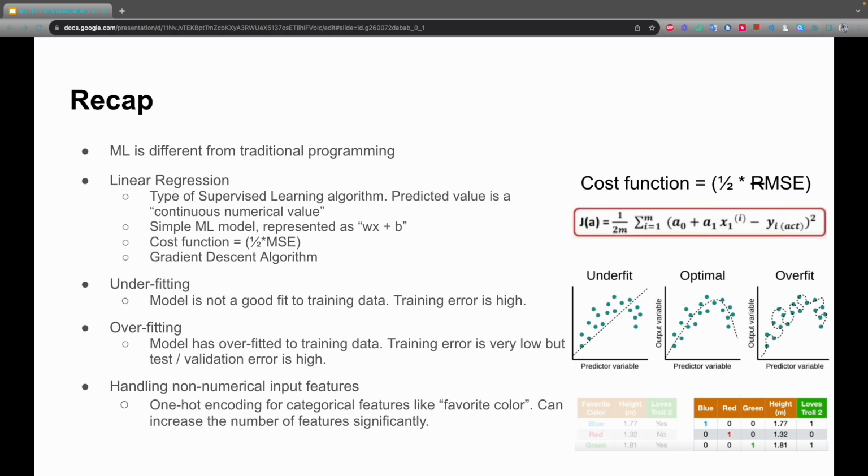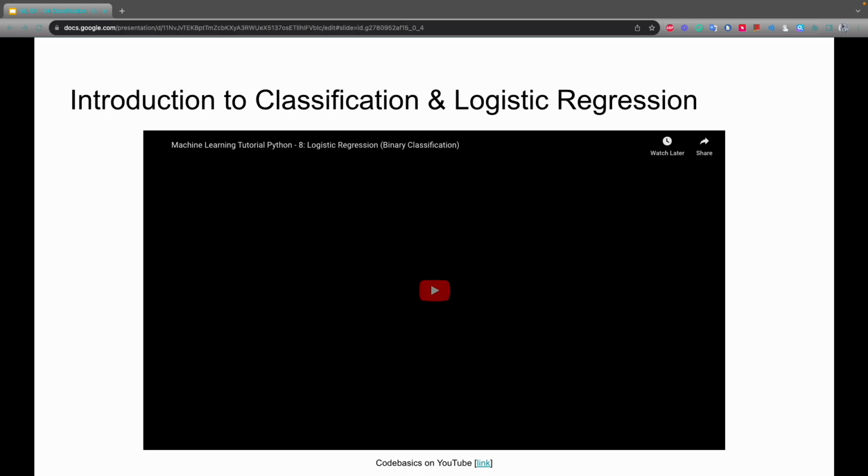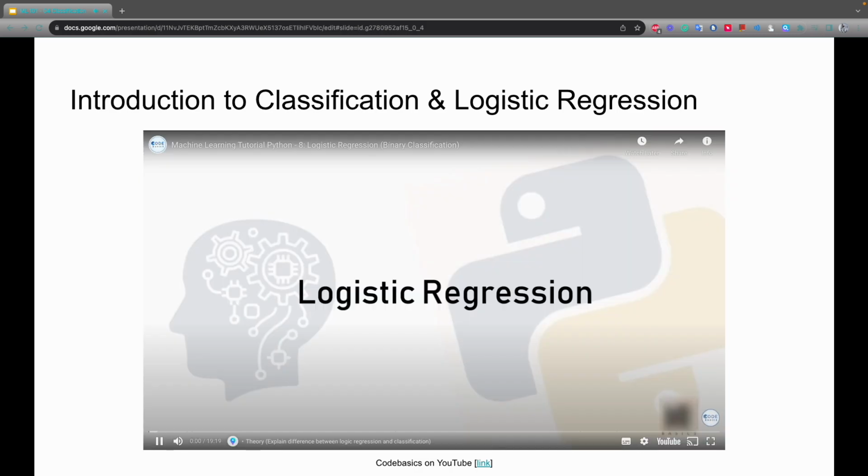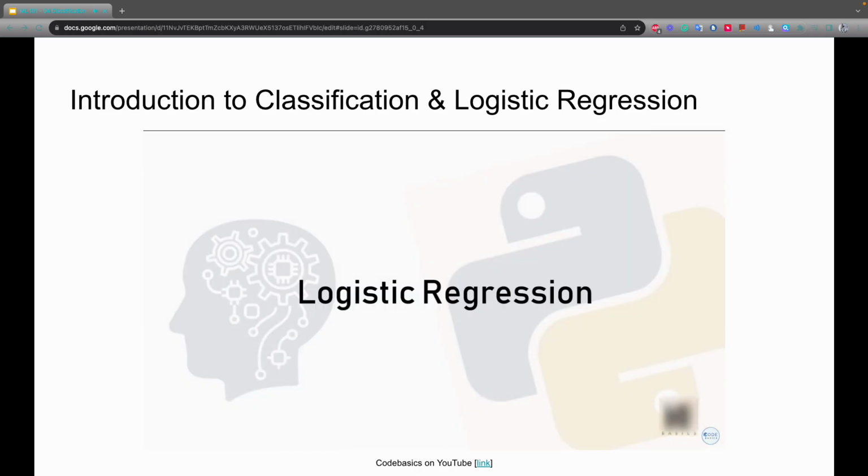We also covered the core concepts of machine learning, underfitting, overfitting, and data cleaning in our past lesson. In this video, we will introduce what is classification and the most common machine learning algorithm used for classification, that is called logistic regression. The goal of this tutorial is to solve a simple classification problem using logistic regression.